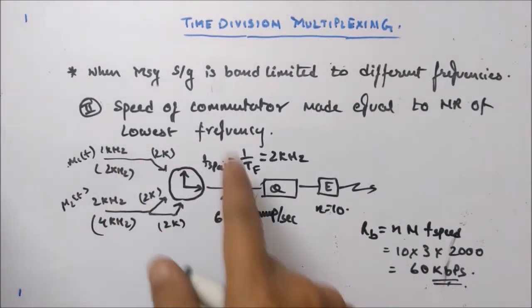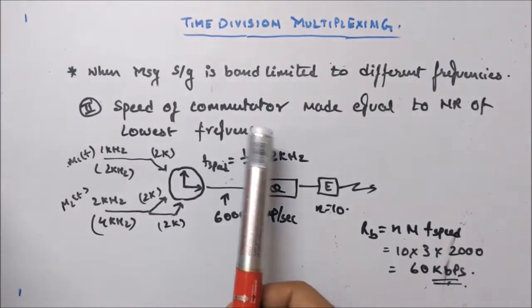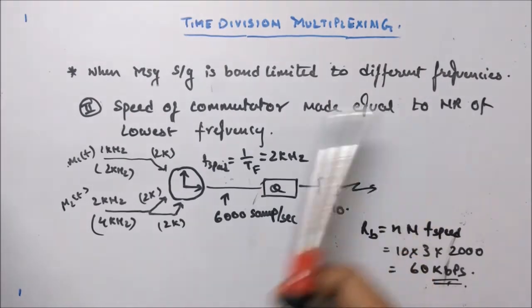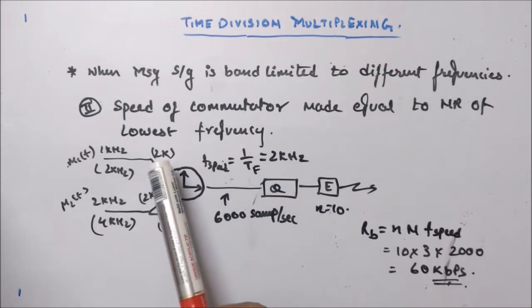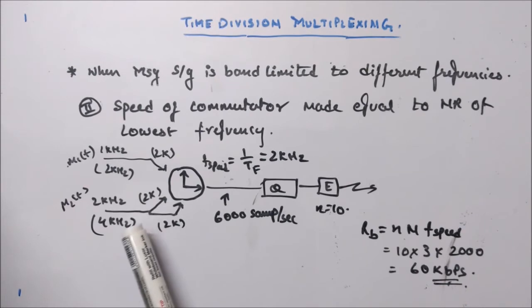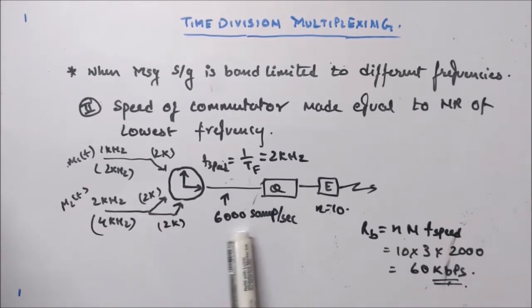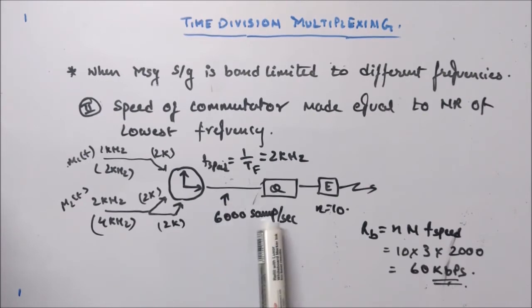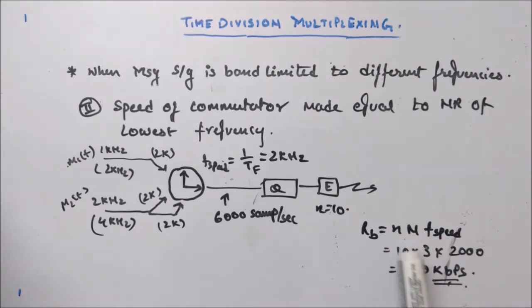Okay, that is how you approach it when you set the speed of the commutator equal to the Nyquist rate of the lowest frequency. So your F speed is 2 kilohertz, equal to this one, and the 4 kilohertz you are using as 2 kilohertz and 2 kilohertz. So in total at the output you will get 6000 samples per second, 2 from this, 2 from this, 2 from this.